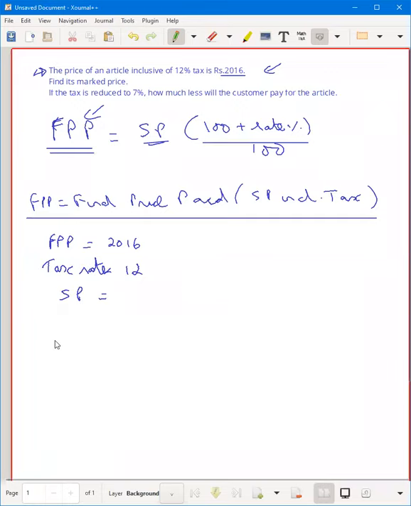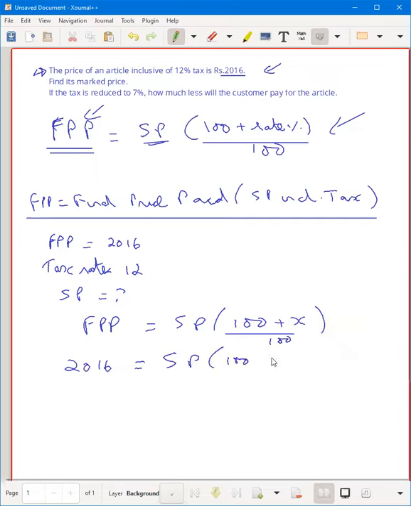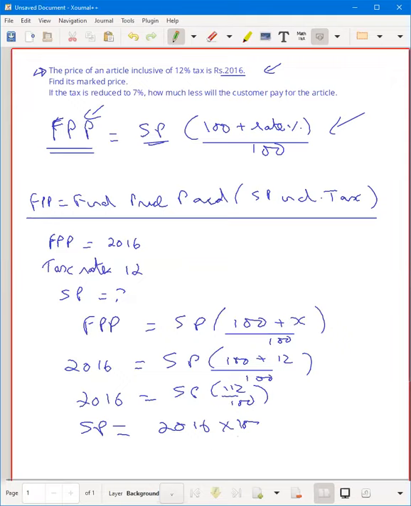Selling price? Yes, sir. We just need to plug it into this formula. The final price paid is equal to selling price into 100 plus X upon 100, where X is the rate. So what will it become? 2016 is equal to selling price into 100 plus 12 upon 100. That is 2016 is equal to selling price into 112 upon 100. So what is selling price equal to? 2016 into 100 upon 112. Can you solve this now? Yes, sir. Do that quickly and tell me what is the answer.